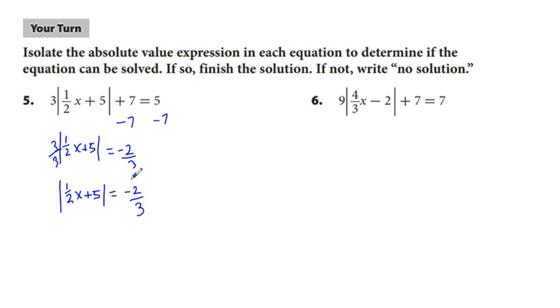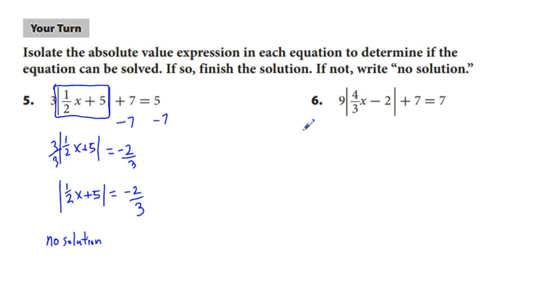Now, is it going to be possible for the absolute value of anything to equal -2/3 or any negative number? No. So we will say for this particular equation, there will be no solution. Again, the technique is to isolate our absolute value expression by itself. Once we do that, we see what's on the right side. If we have a negative number, no solution.